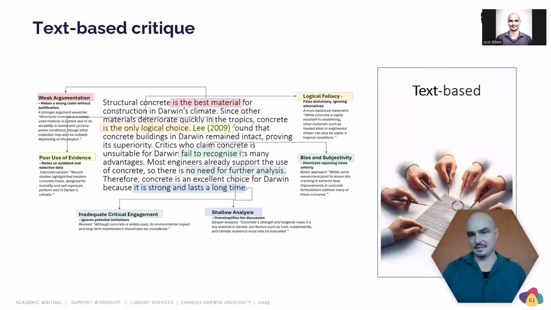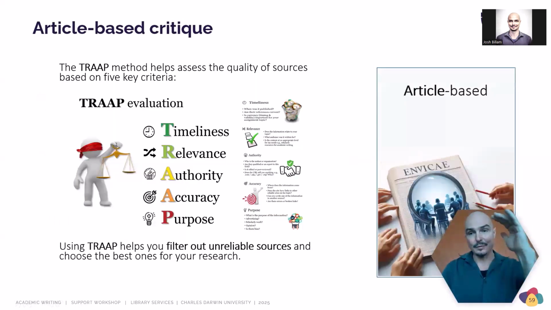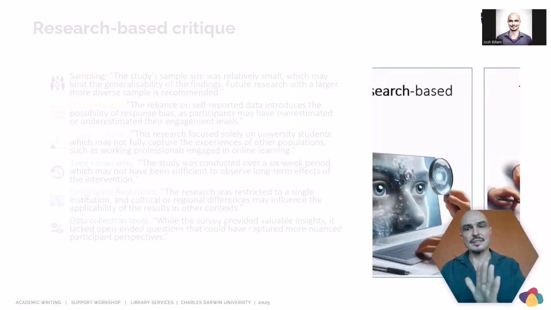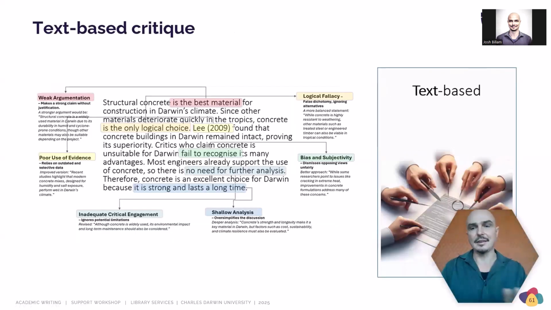And the third way is text-based. You can find things that are wrong in the text. You could find arguments that are not well supported. You could find that they don't really engage with the topic well. You could identify some kind of bias in the writing. So that's the third way that we could critique a text. Three ways basically: you can critique the article based on TRAP, you can come at it from a research critique, or you can read the text and identify weaknesses in the text.